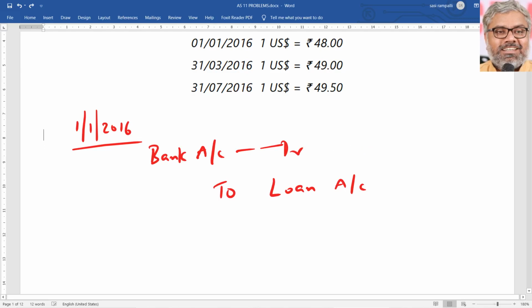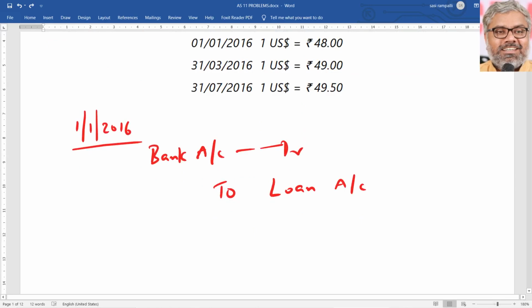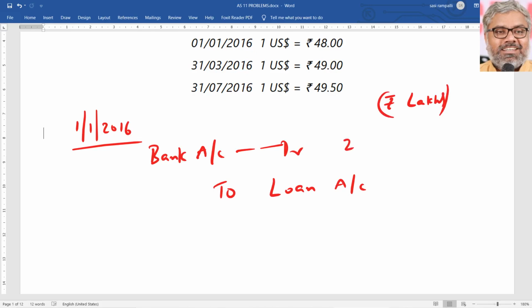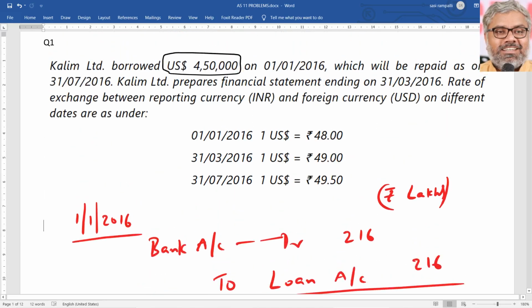Or alternatively, you can even write all the amounts in rupees in lakhs. If all amounts of journal entries are in rupees in lakhs, it will become 216 lakhs. So 216 lakhs, 216 lakhs. This is the entry for taking the loan in foreign currency, bank account at R to loan account, on the date when such loan has been taken.